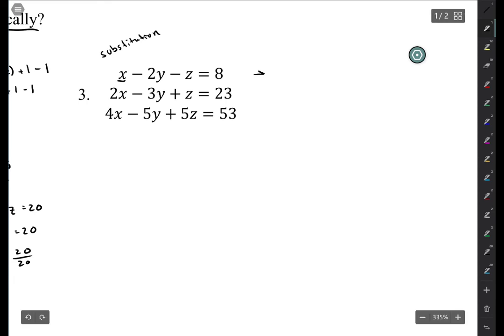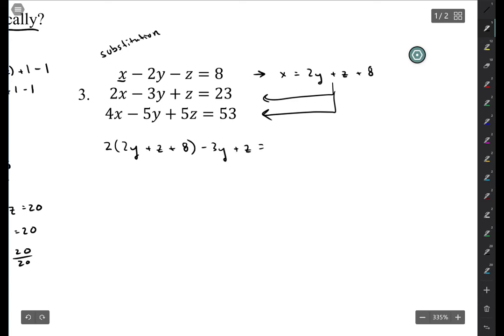So I'm going to solve that for x. That means x is equal to 2y plus z plus 8, moving those things over. And what do we do from here? Plug it on in the other two. So 2 times (2y plus z plus 8) minus 3y plus z equals 23. By the way, label these out. Smiley. And so forth.